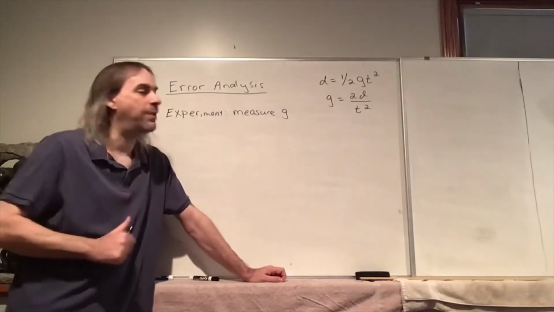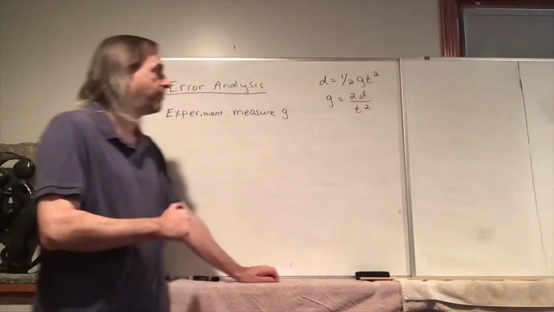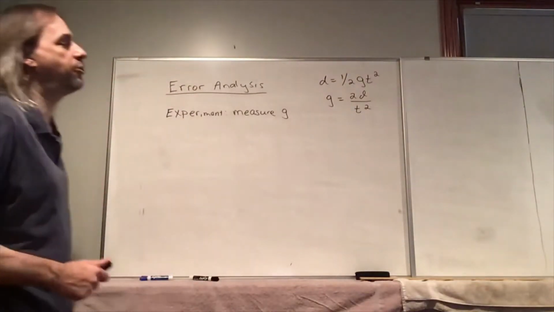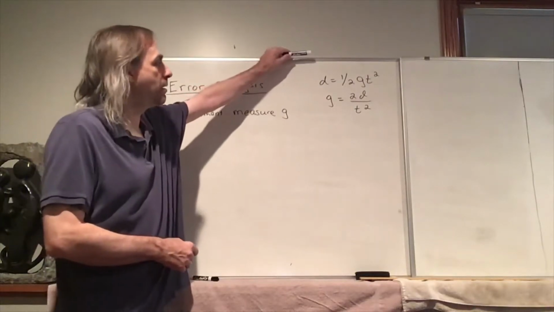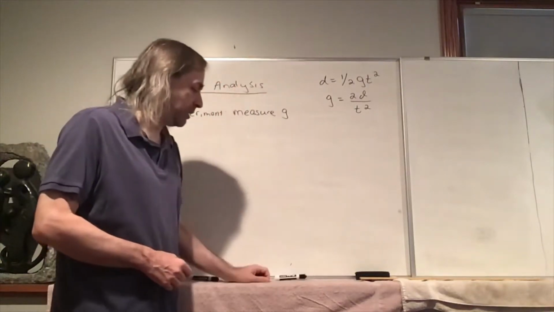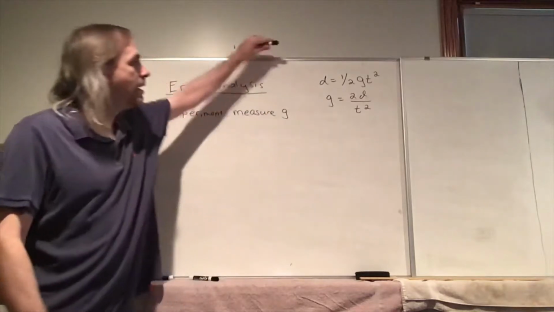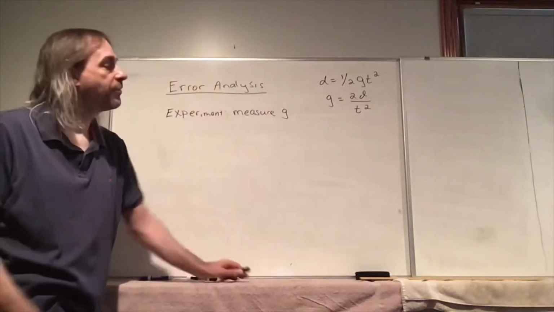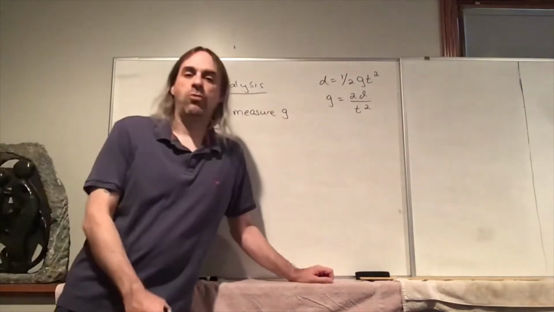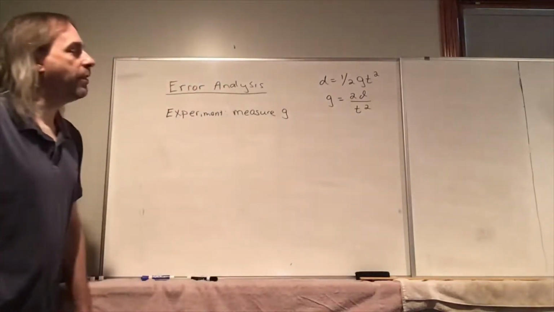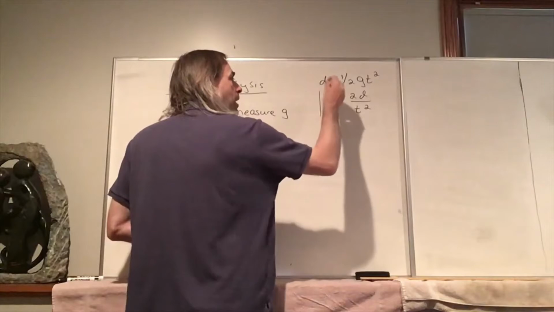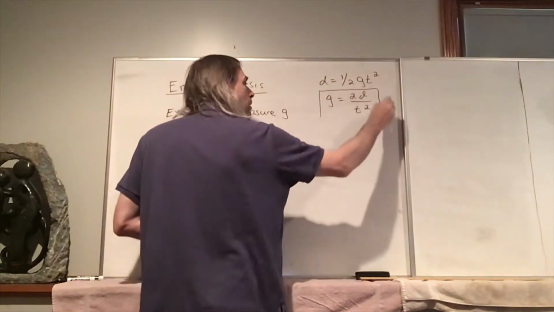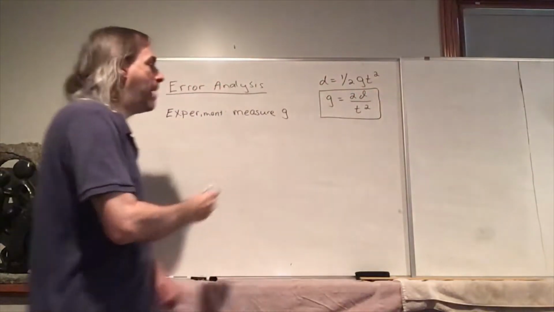There's two main classifications of errors. So we can ask the question, if we did this experiment, if I drop this object and just use a stopwatch to time how long it's going to take to fall, why won't we get the exact right answer? And the first thing we want to look at is, what are we actually measuring here? So we're measuring d.